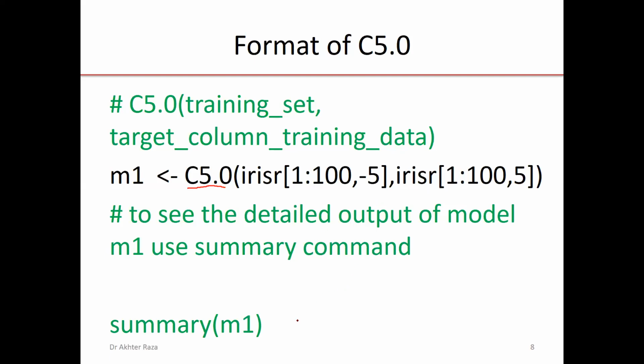C5.0, one thing is required. It requires all of the independent variables first and the dependent variable next. So that is the C5.0. So why do I have -5 here? -5 means without the class variable. So out of the 5 variables, the 4 variables are before the comma, which are known as independent variables.